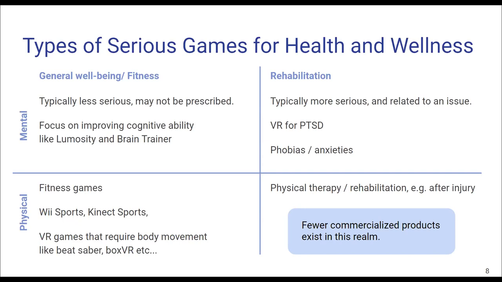And then for the rehabilitation category, there are some examples where they have good things for psychological issues, such as phobias or VR for PTSD. There seem to be some good products out there that already exist in this space, which we'll cover a bit further. And then you have the last part, which is physical rehabilitation, for example after an injury.